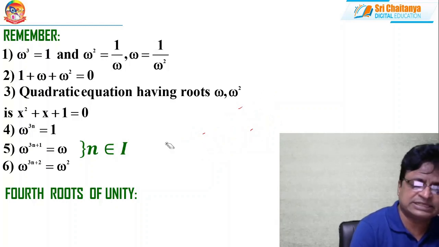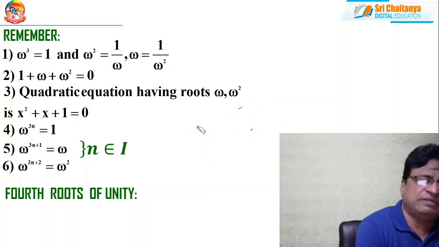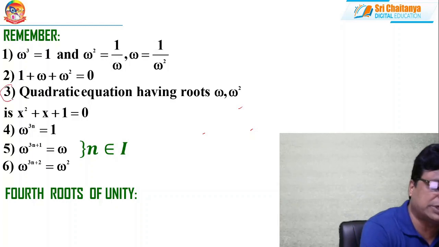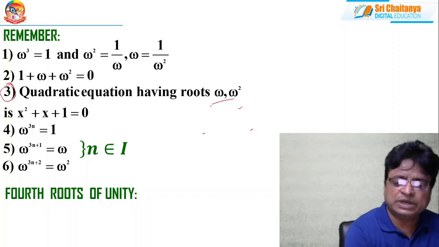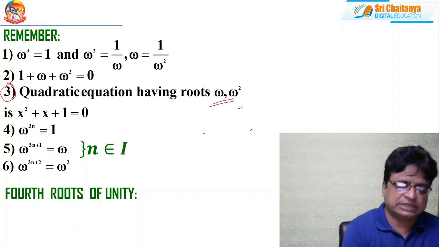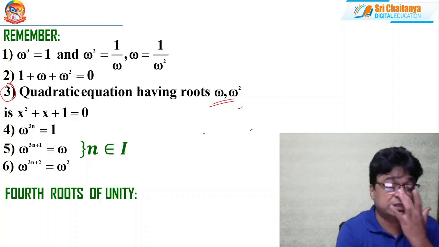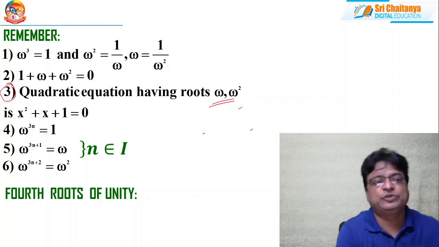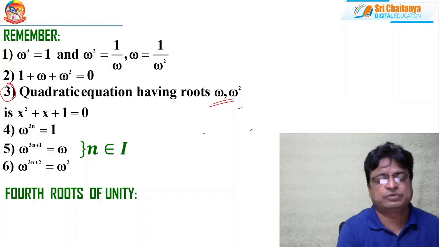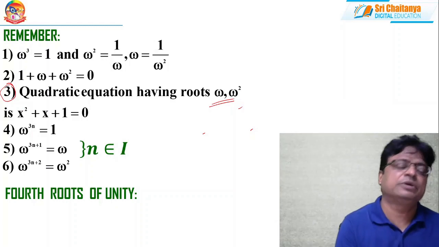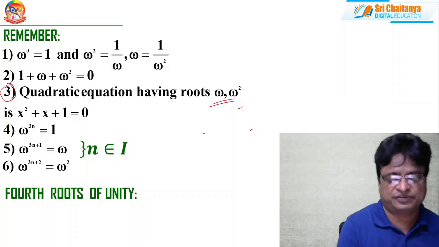And of course, my friends, as I said, the third property is very, very important, because what is the quadratic equation having omega comma omega square as roots? Immediately you can say x square plus x plus 1 equal to 0. It is not necessary to use x; you can take y square plus y plus 1 equal to 0 or t square plus t plus 1 equal to 0. Any other variable also you can use.